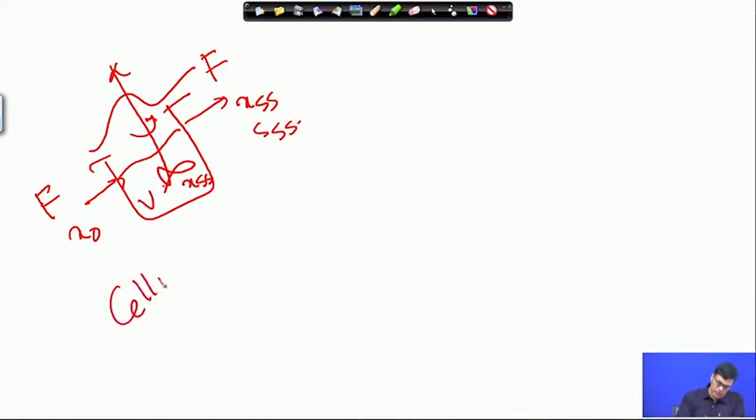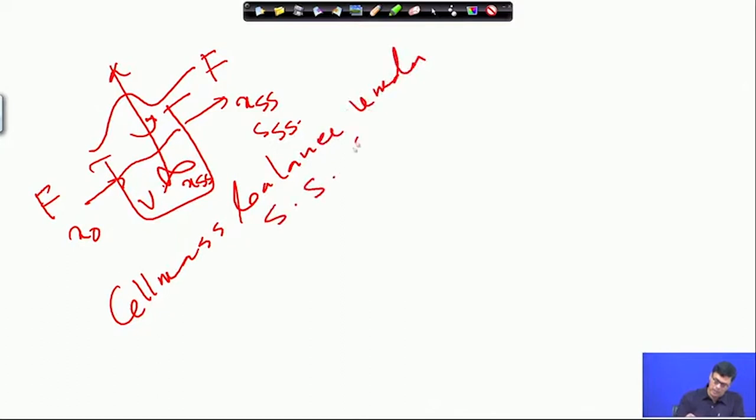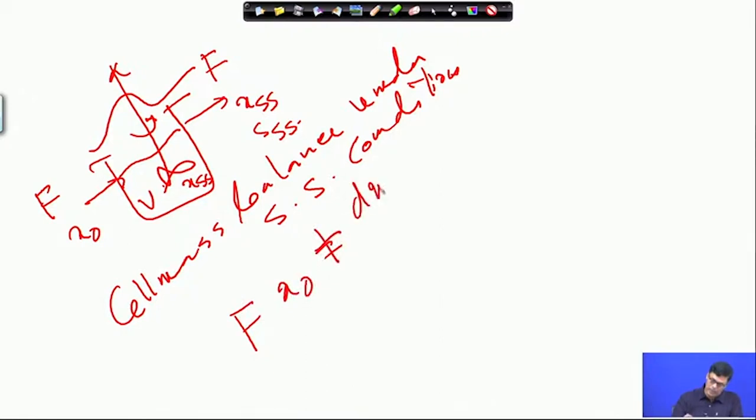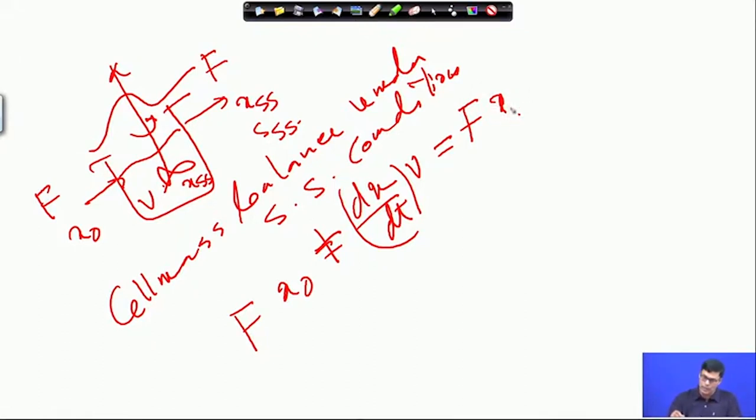So if you write the cell mass balance under steady state condition, the rate of accumulation equals 0. The rate of input is F into X0. Am I right? What is the rate of generation of the cells? That will be dx by dt into V. And what is the rate of output? F into X, not X0, F into X. And the rate of accumulation, obviously, will be equal to 0.